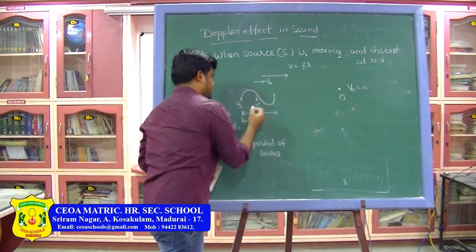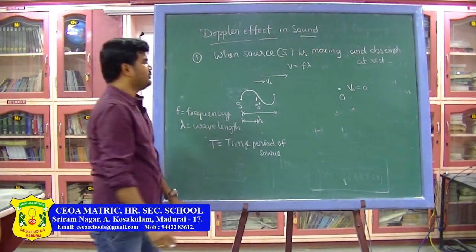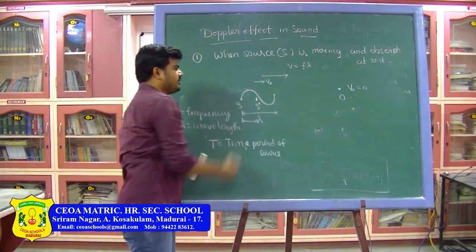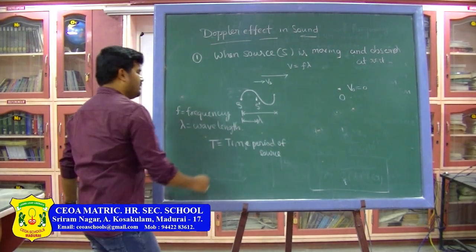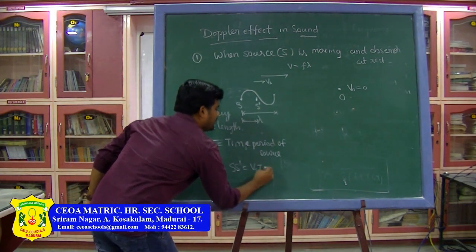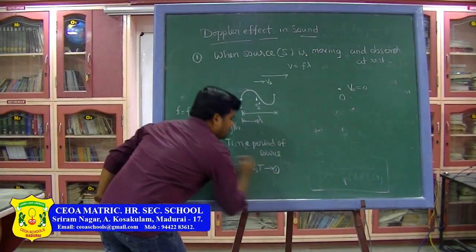Now, we know that the speed of the source is Vs, and the time taken to move from S to S dash is T. Therefore, the distance SS dash is equal to speed into time taken, Vs into T. Give it as equation number 1.